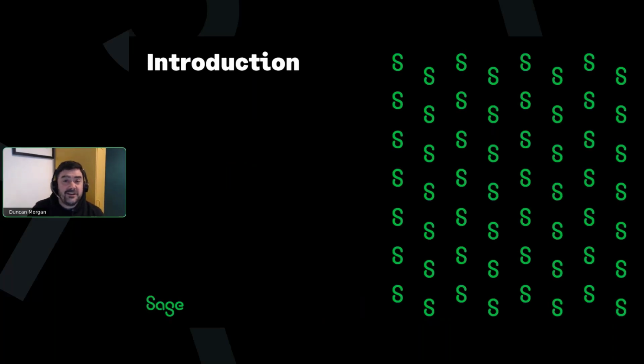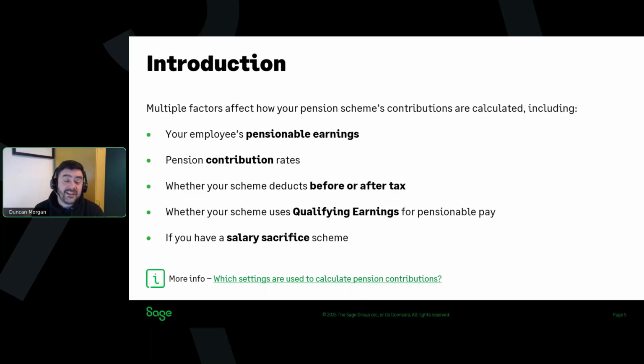So let's get things started by giving you an introduction to some of the factors that would affect a pension calculation. So we've listed some of these points on screen now. And the main things that will influence the pension calculation are your employee's pensionable earnings. So it depends how your scheme works. That might be just the basic pay, or it could be the qualifying earnings between lower and upper thresholds.